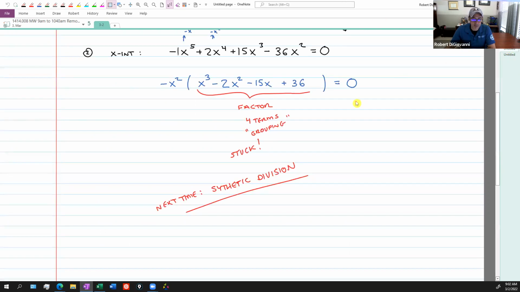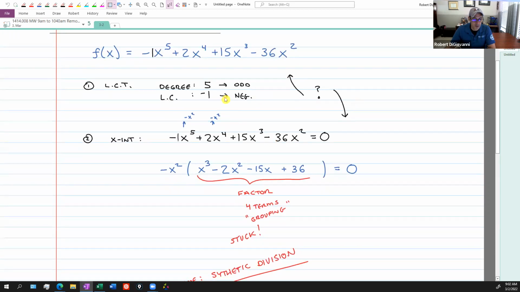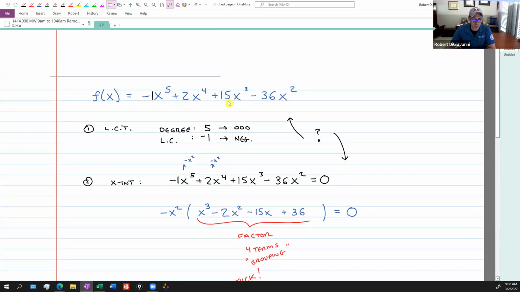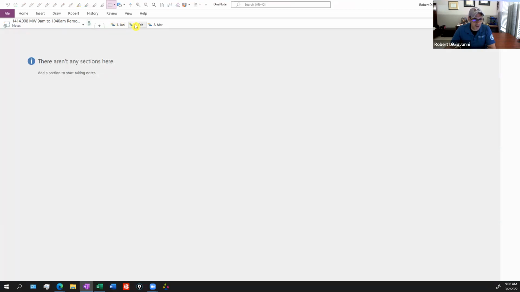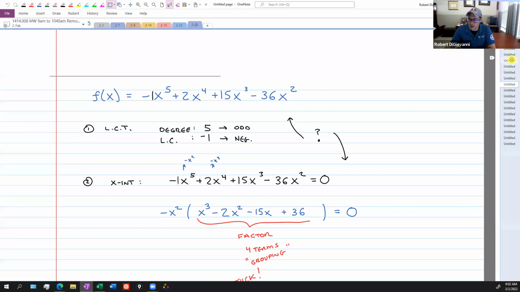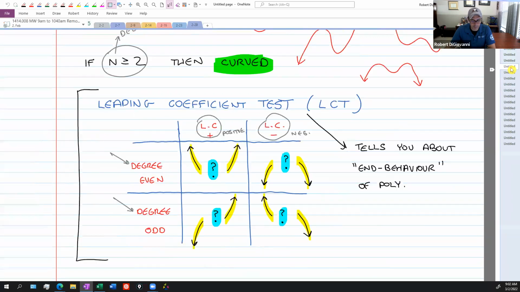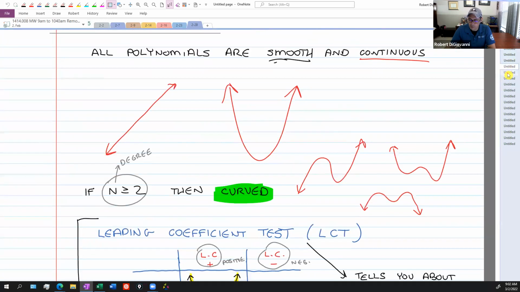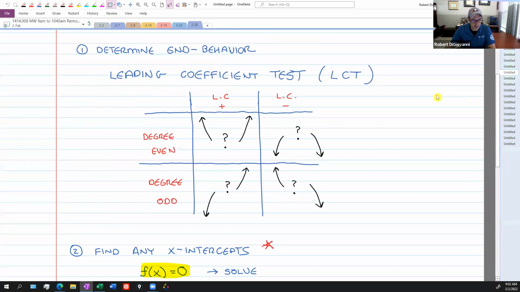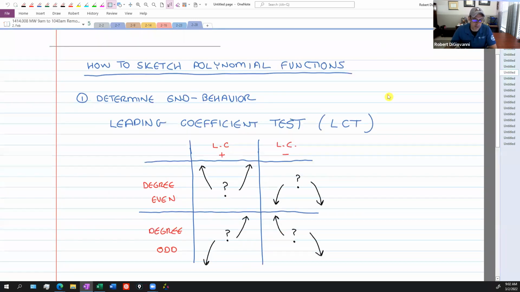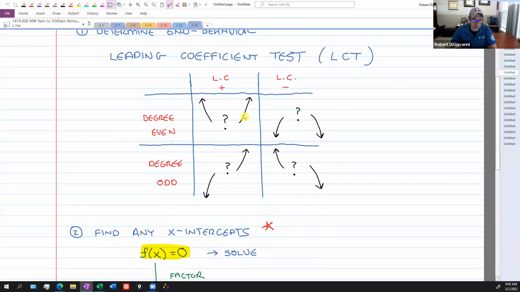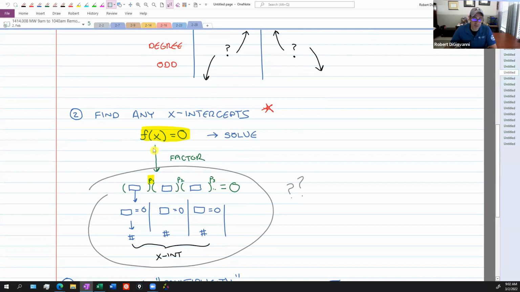Remember last class, we were working through a problem. We were trying to sketch this polynomial function, and we were using these steps that I had given you last time. Here are the steps: how to sketch a polynomial. We determine the end behavior, and then I said the hard part is going to be finding the x-intercepts, setting the function equal to 0.